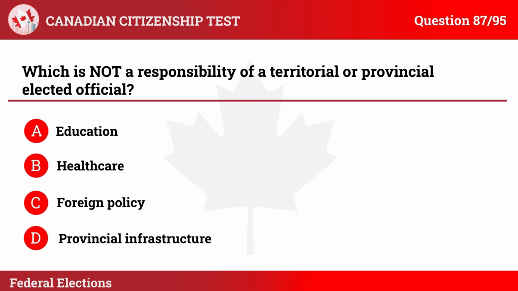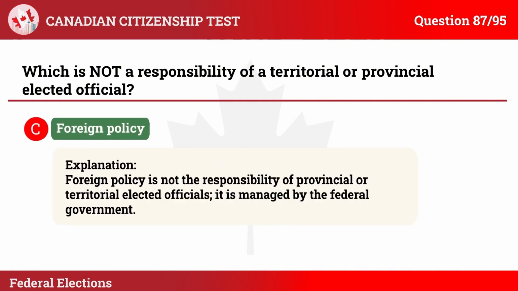The correct answer is C. Foreign policy. Explanation: foreign policy is not the responsibility of provincial or territorial elected officials. It is managed by the federal government.